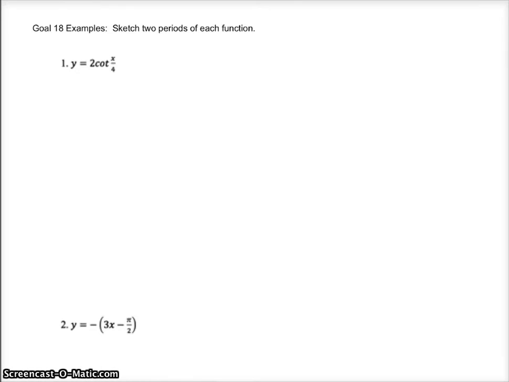We're finishing Goal 18 with 2 examples, and we are graphing cotangent. Let's begin with example 1 by identifying A. The coefficient of cotangent is 2. B, the coefficient of x, is 1/4.